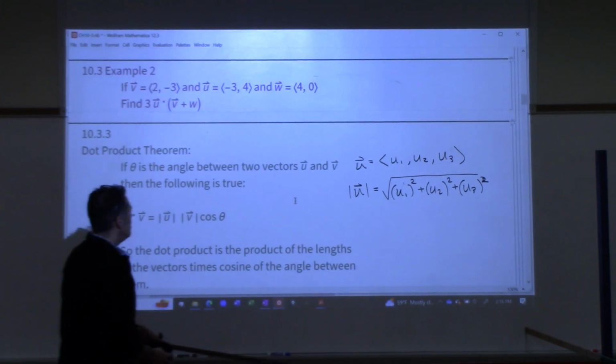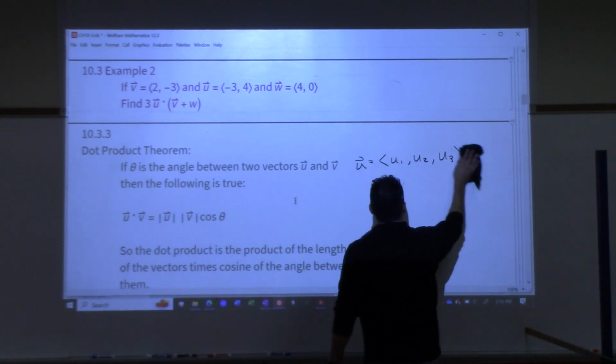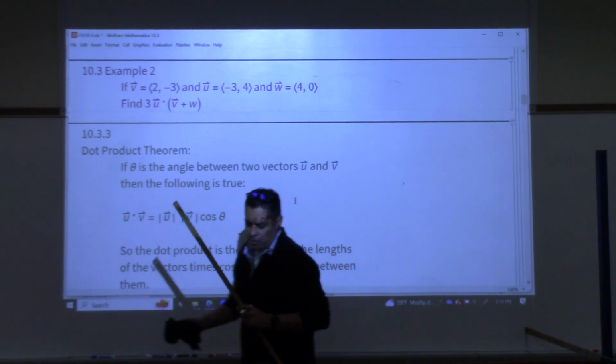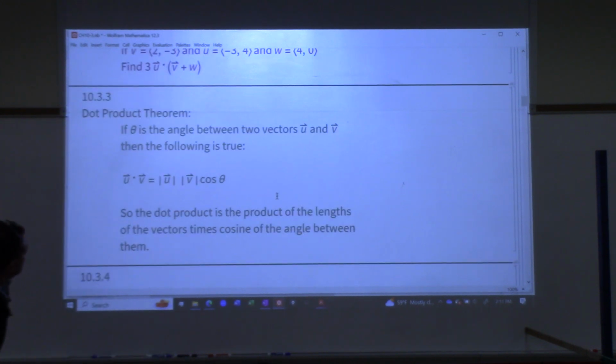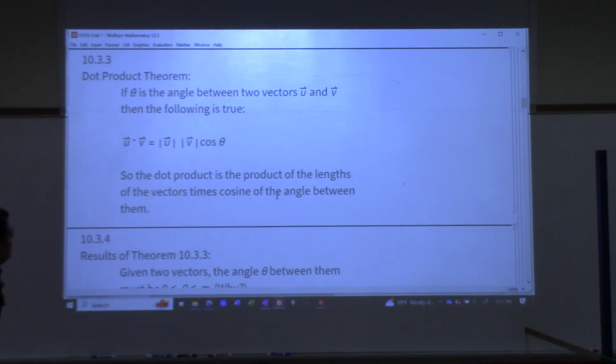What does this number represent? So here it is. This is a huge, huge theorem. Very important theorem in calculus. If theta is the angle between two vectors u and v.